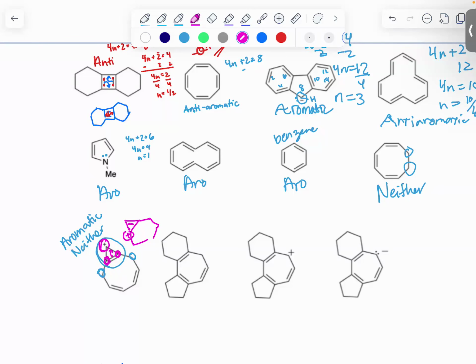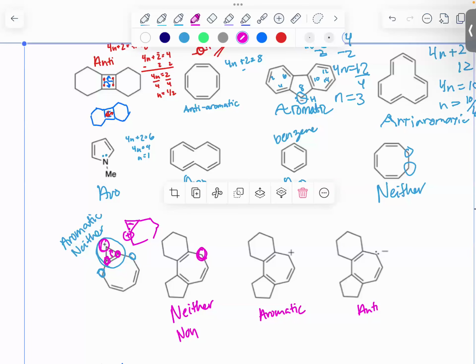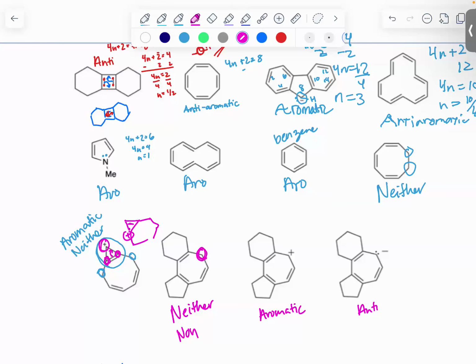So, what's the answer to my next molecule? Neither. We don't have any kind of conjugated system here. What about the next molecule? So true. What about the next one? So true. So, replacing that cation with an anion, you would increase your number of electrons, and that would change it from aromatic to anti-aromatic.